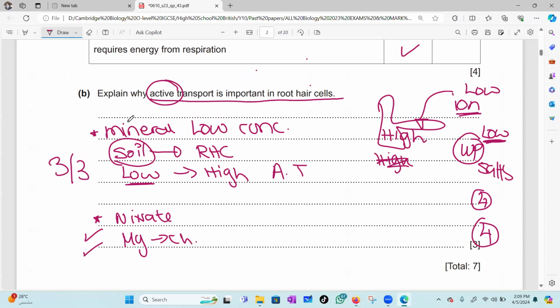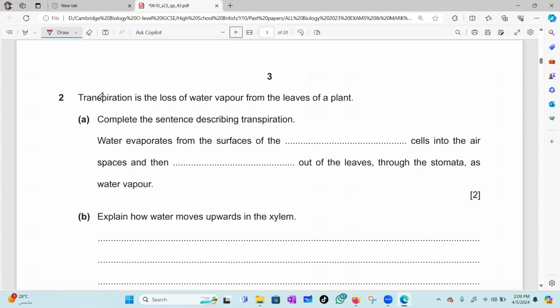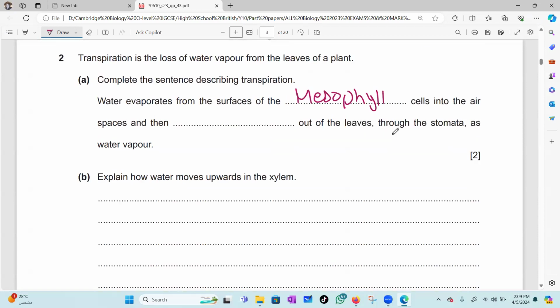Okay. Number 2, so we're done with question 1. Question 1 is easy. Transpiration is the loss of water vapor from the leaves of a plant. Complete the sentence describing transpiration. Water evaporates from the surfaces of which cells into the air? Mesophyll. Very good. This is the definition of transpiration. So you will write mesophyll cells here, correct spelling, please, into the air spaces and then out of the leaves through the stomata.